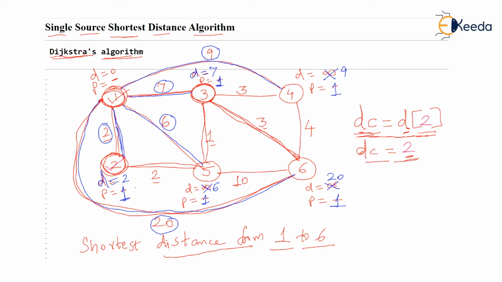So let's now process the second vertex. I'll just change the color. Now if we are processing second vertex, let's see the neighbors. Now second vertex has a neighbor as 1, but don't go there, it is visited. Second vertex has a neighbor as 5. Observe, and 5 is not yet visited.